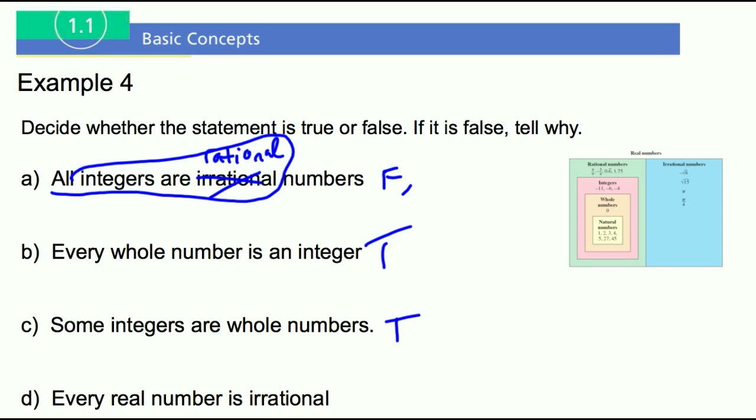Every real number is irrational. Well, wait a minute. Didn't we say that real numbers are irrational and rational? So this would be false. Real numbers are rational, Q, and irrational, I. I'm just going to use the mathematical notation there. So all real numbers are either one of these two categories, so we'll say or, not and. And there's examples 3 and 4.